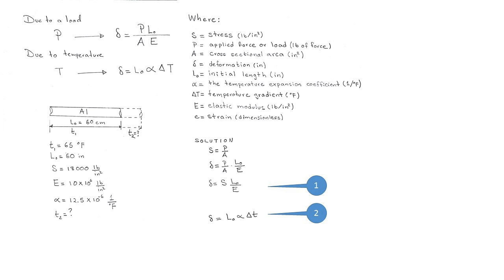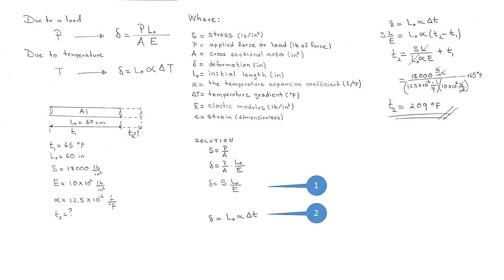By substituting equation number 1 in equation number 2, we can isolate the final operating temperature. And by substituting data into this equation, we obtain the operating temperature that will expand the aluminum rod up to its proportional elastic limit.